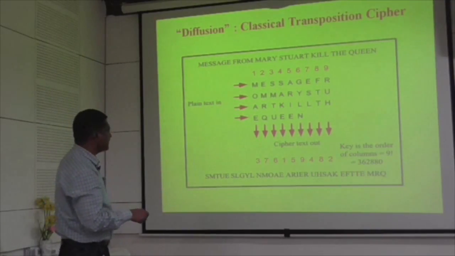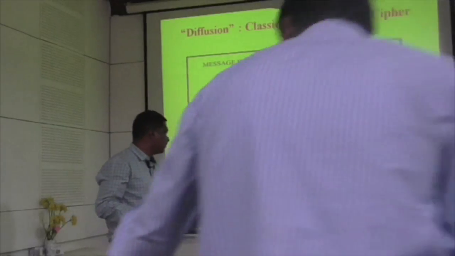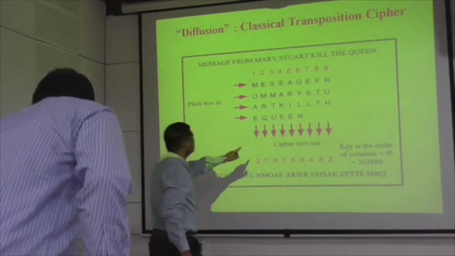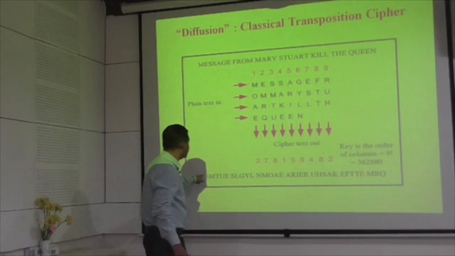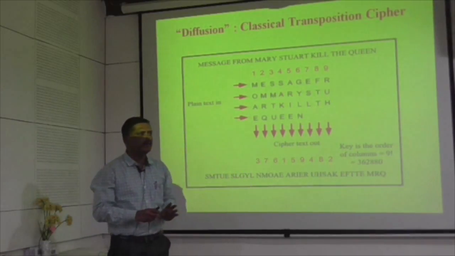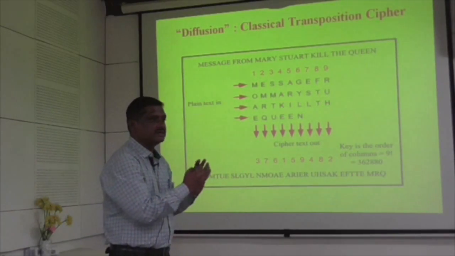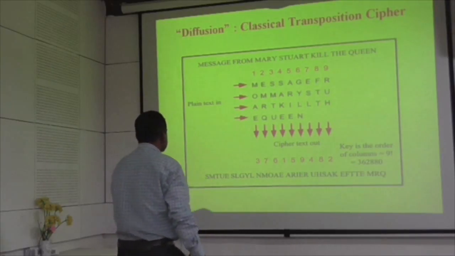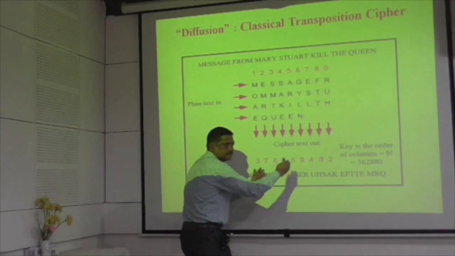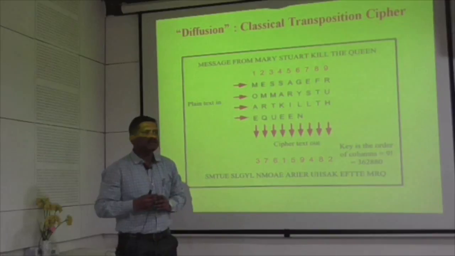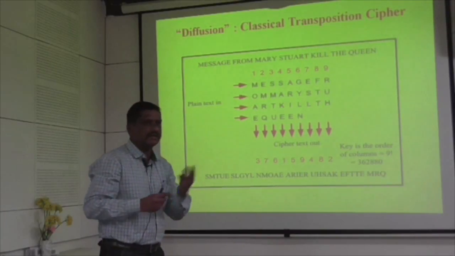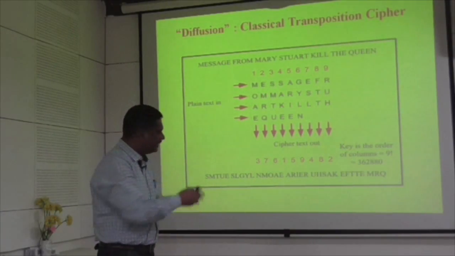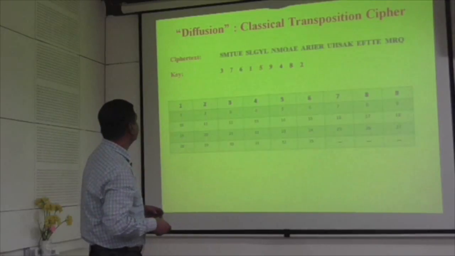Here, in this case, the key is 37615982. Here, column 3, SMTU, is written first and so on. And here we are not differentiating words like THE, IS and so on, because it is a bunch of 5 characters. In the English language, we can predict that if it is a 3-letter word, generally it is THE. That's why this is used in encryption algorithms.